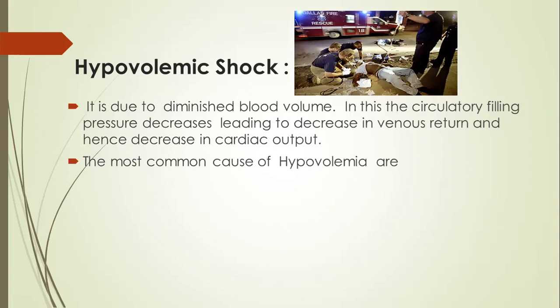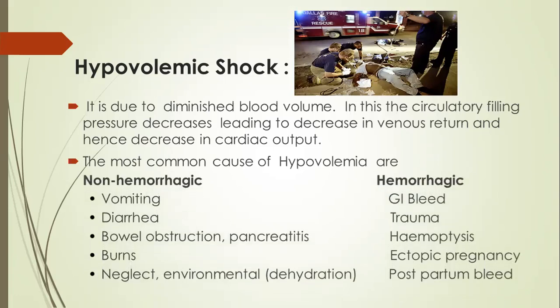The most common causes of hypovolemia are both non-hemorrhagic as well as hemorrhagic. Non-hemorrhagic causes are severe vomiting, severe diarrhea, bowel obstruction or inflammation such as pancreatitis, burns, or sometimes neglect, and environmental dehydration. So these are the causes which are non-hemorrhagic. No hemorrhage is there, but still there is diminished blood volume, mostly due to loss of plasma volume.